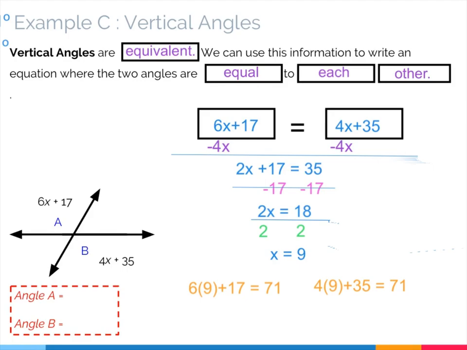Since both answers are 71, I know I did it right because they're vertical angles. They're equal to each other, so they should have the same amount. So angle A is 71 degrees, angle B is 71 degrees. Now let's take a look at the last example.